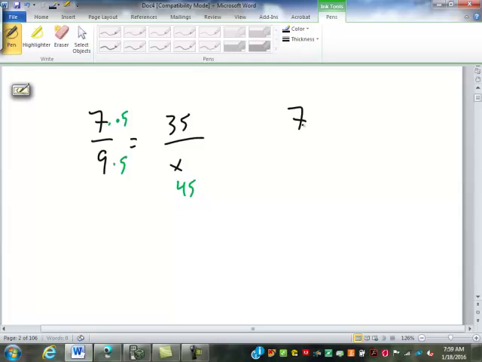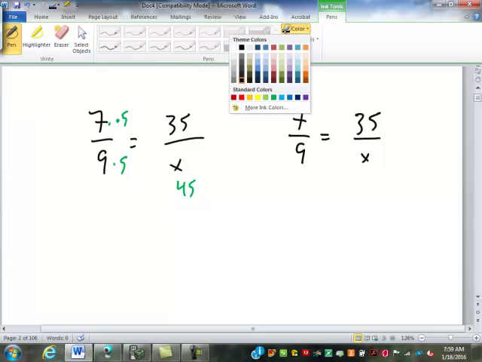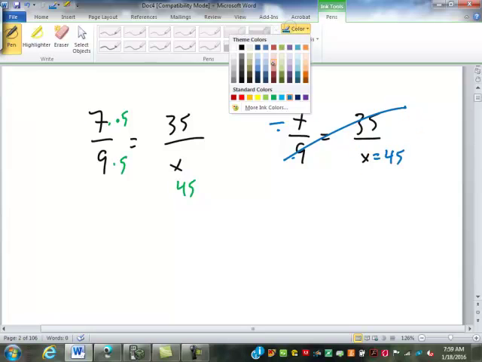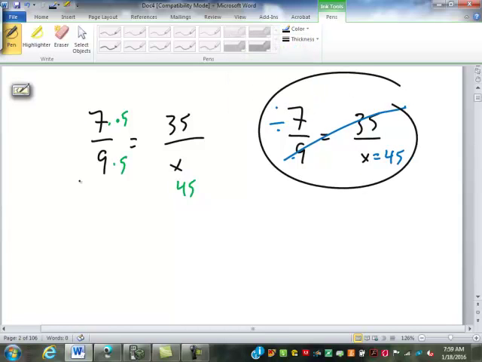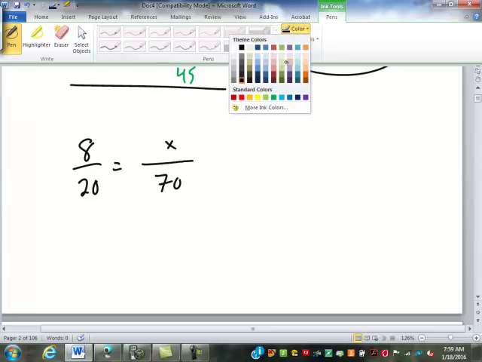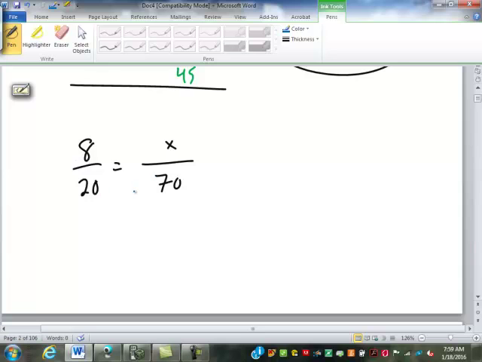Another way, if you didn't see that that was 7 times 5 to make 35, was to cross multiply and divide. 9 times 35 then divided by 7 would be x equals 45. The reason we do this is a lot of times it's difficult to see what you're multiplying both of them by. Because you might have 8 out of 20 equals what out of 70? Well, what times 20 equals 70? If you look really close, you find it's 3.5.